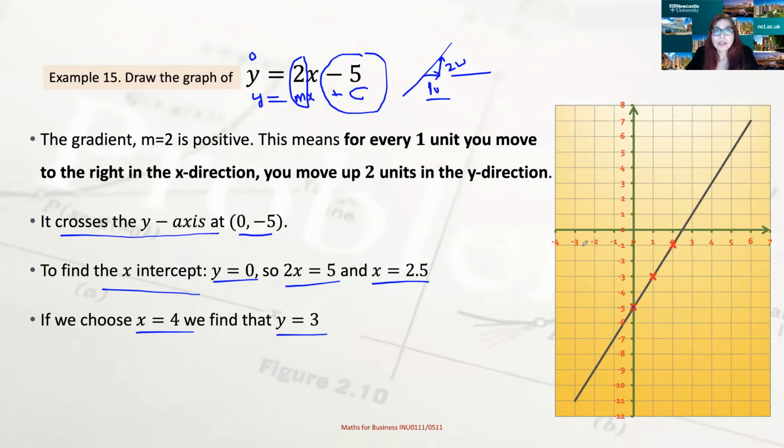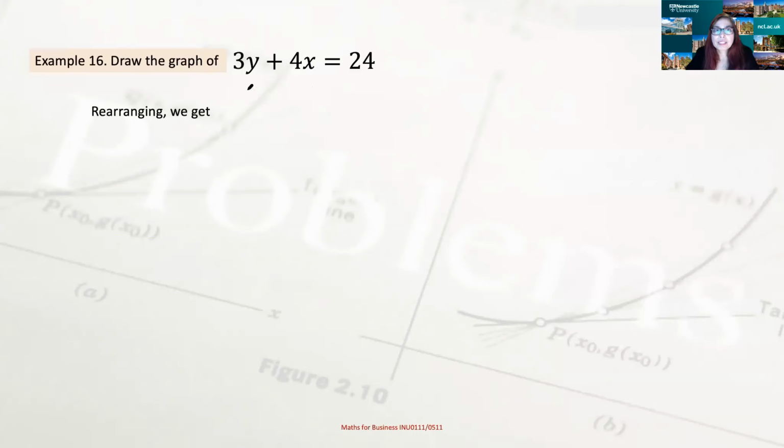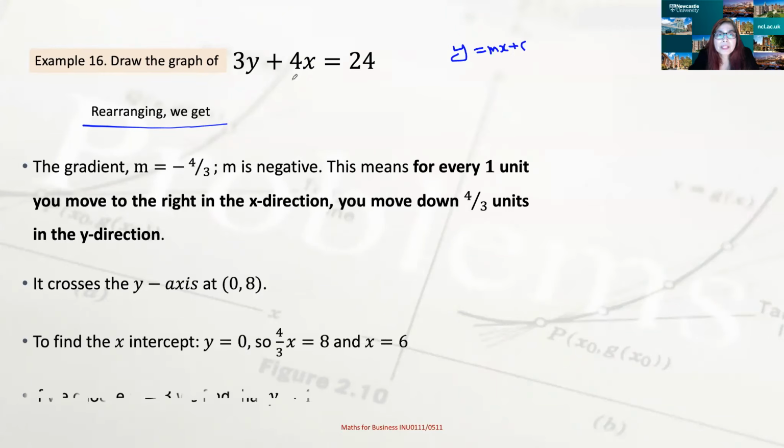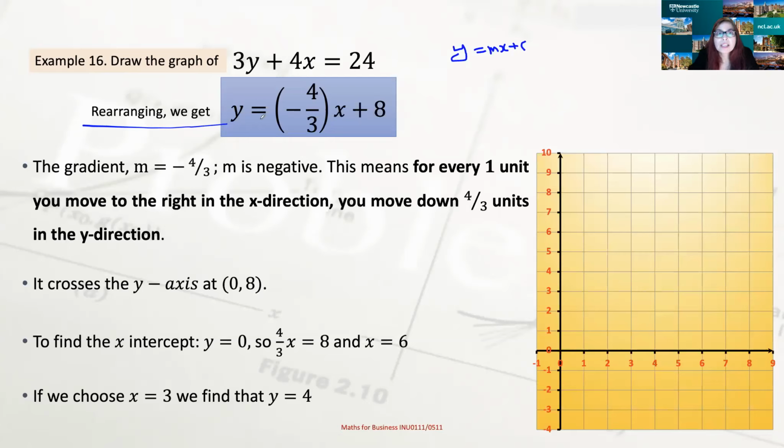Okay, guys, why don't you try this? But in this case, please remember to rearrange, because it's not in the form of y is equal to mx plus c. You have to get the form y is equal to mx plus c. Please use a graph sheet and try this problem. So you rearrange to get y is equal to mx plus c. Let me just show the equation.